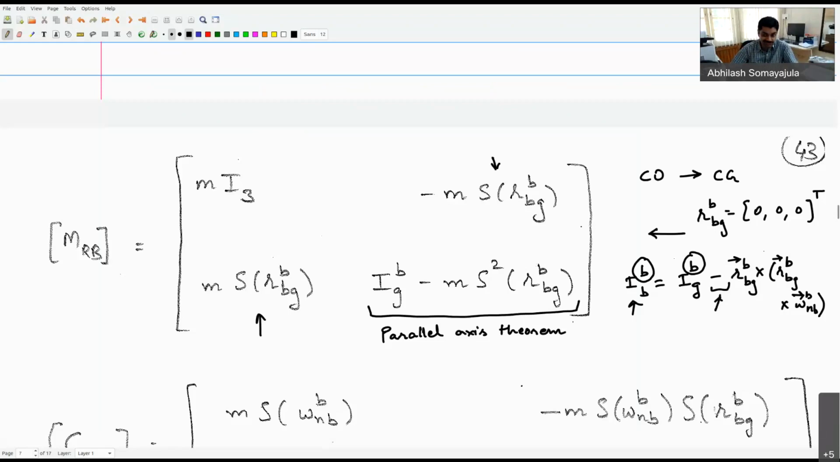But here still we are calculating this IG, that is about an axis passing through the center of gravity. But that G might change, right? That's my question. Correct. This IG is the moment of inertia about a point passing through the center of gravity. But that might change, right? Correct. Usually that is not what we want. Usually this is what we want to know.